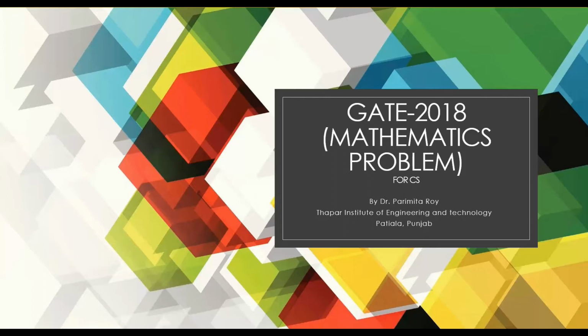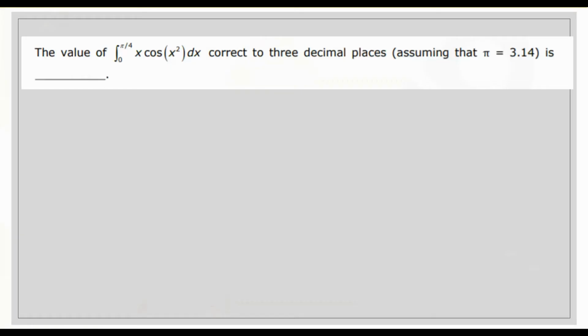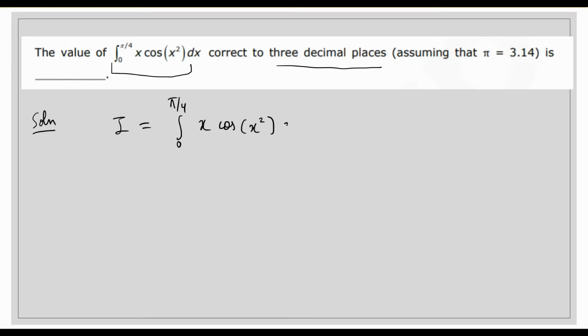So let's start with question number 1. It was asked in 2018, as I have said, for computer science. The first question is, you need to find out the value of this integral correct to 3 decimal places. So let us see this integral. This is my integral from 0 to pi by 4 of x cos of x square dx.